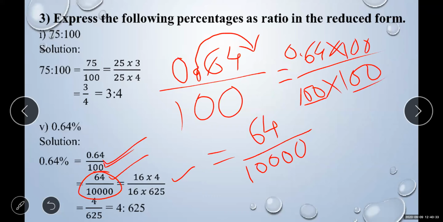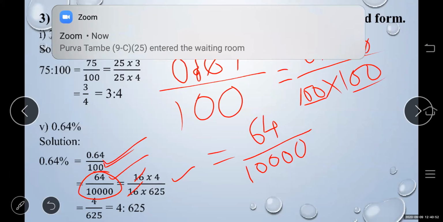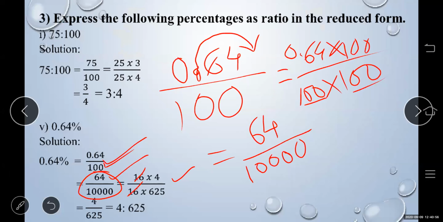Now both the numerator and denominator have 16, so cut it. What is remaining? The simplest form: 4 upon 625. Now 4 is an even number and 625 is an odd number, so there is no common factor. So this is the final answer: 4 upon 625 is the simplest form.